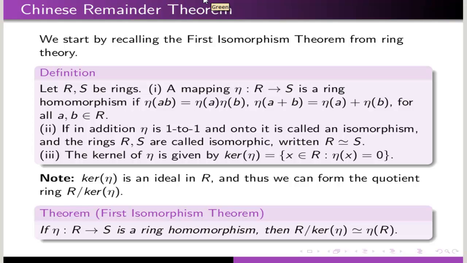So in order to understand the Chinese remainder theorem, you should spend a little time just reviewing the first isomorphism theorem from ring theory, if it's been a while since you've seen it. So those of you who need more time, you can read this page here, just reminding us what homomorphisms and isomorphisms are. And you can read the proof of the first isomorphism theorem given down at the bottom here in the appendix to our notes.